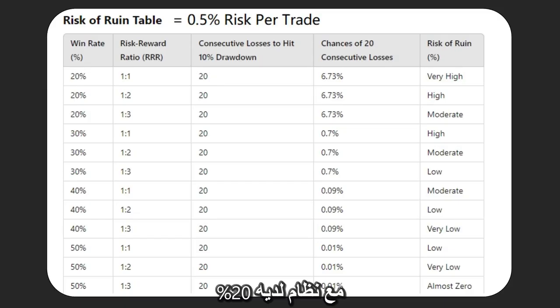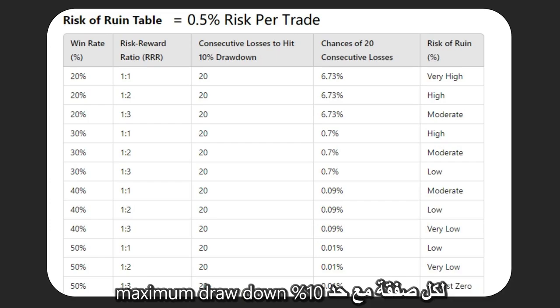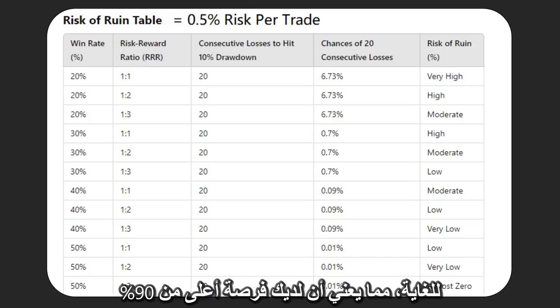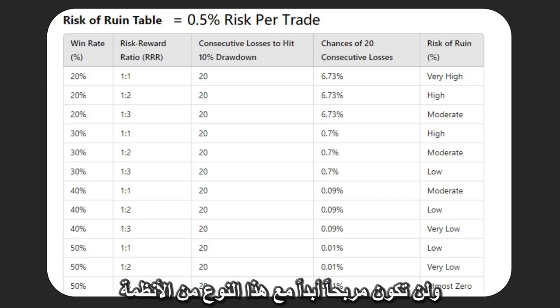With a system that has a 20% win rate and a 1 to 1 risk to reward ratio, risking 0.5% per trade with a 10% maximum drawdown limit, your risk of ruin is higher than 90%, which is extremely high. That means you have a higher than 90% chance of blowing your account, and you will never be profitable with this sort of system, right?